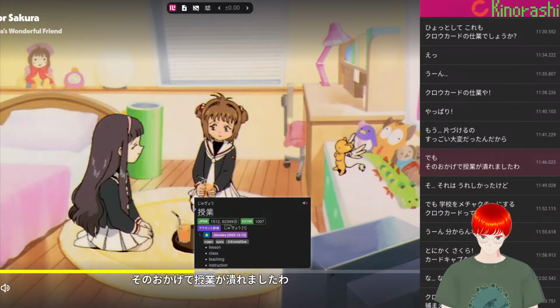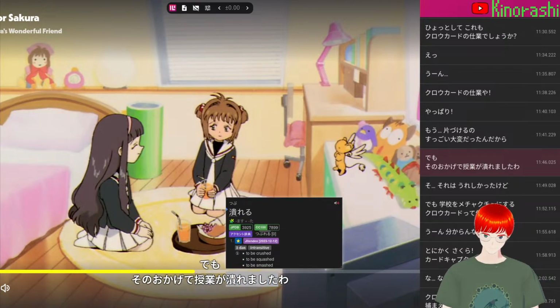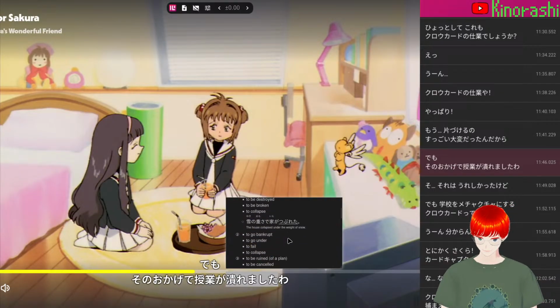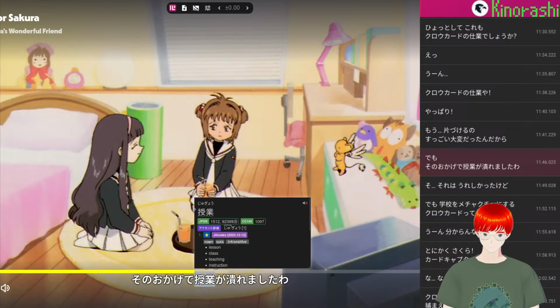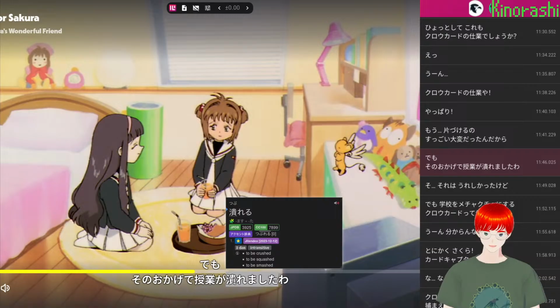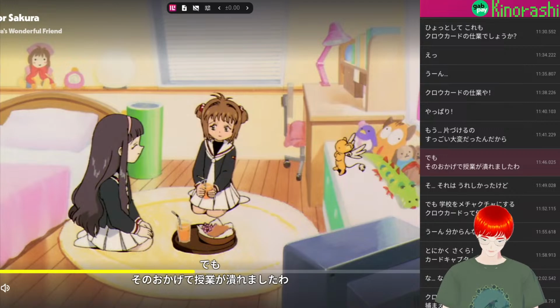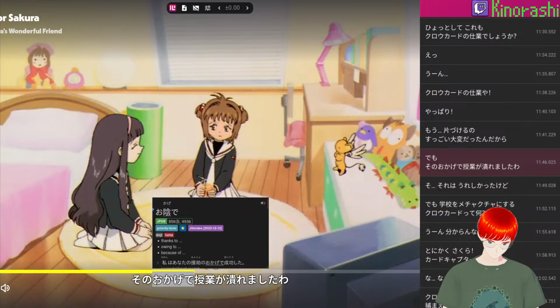Jugyo, lesson, class, teaching. So, jugyo ga subureru, to be crushed, to be squashed, to be smashed, to be broken, to collapse, go under, to be ruined. I guess it's trying to say, jugyo ga suburemashita wa. In other words, class was ruined, or in other words, class was cancelled. So, but class. Okay, and I don't think this is supposed to mean gift. I think this is supposed to mean like owing to.